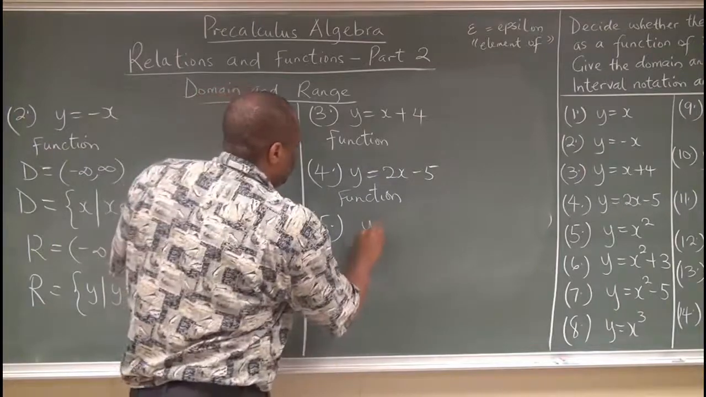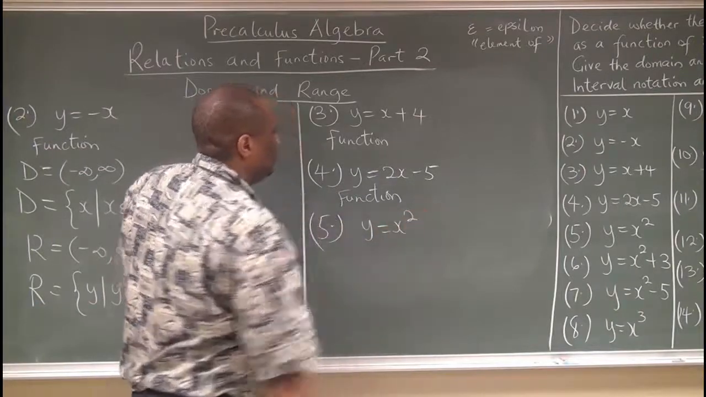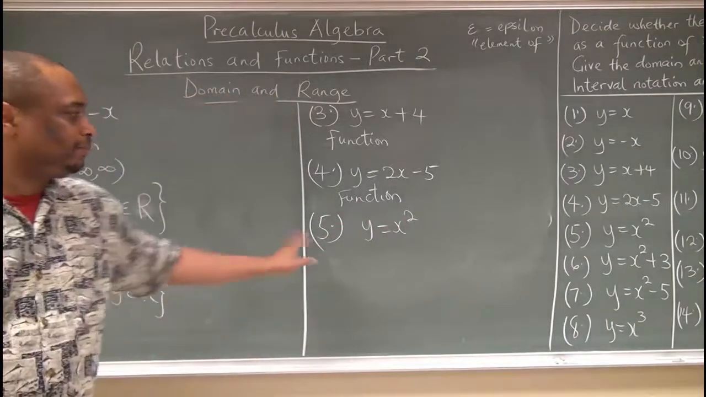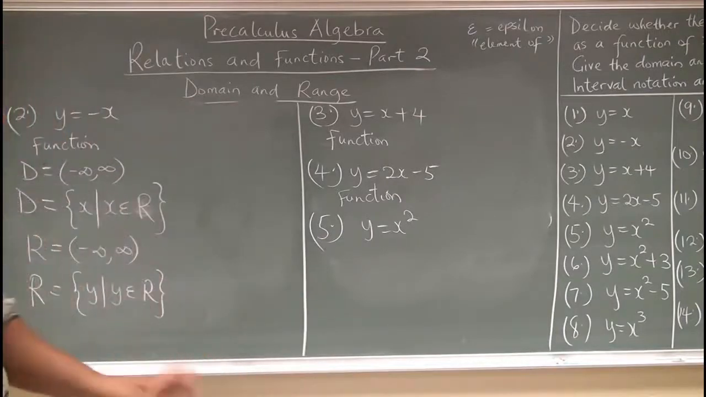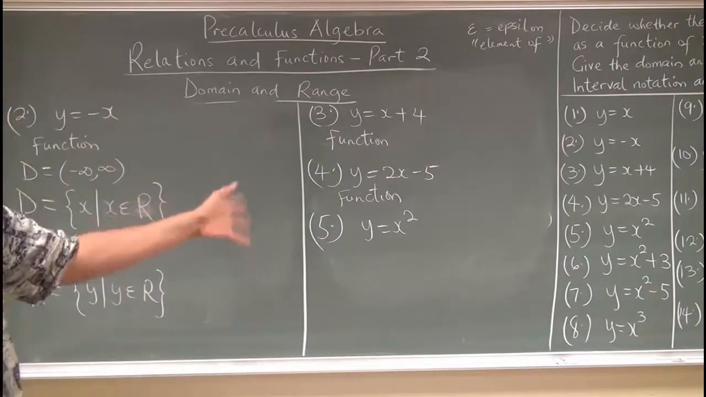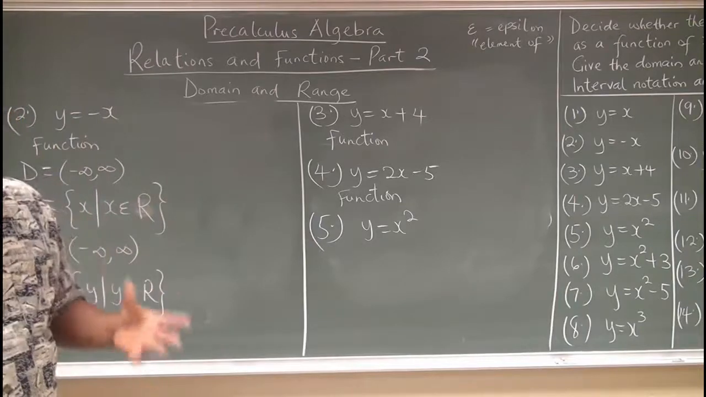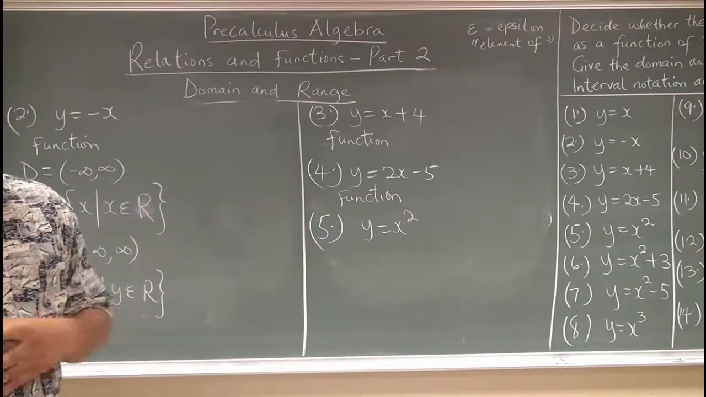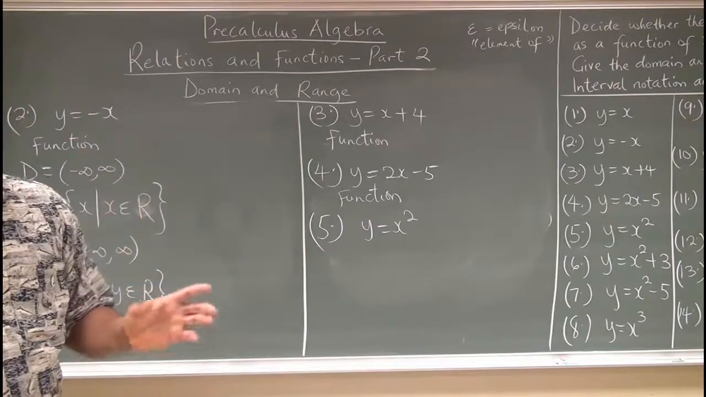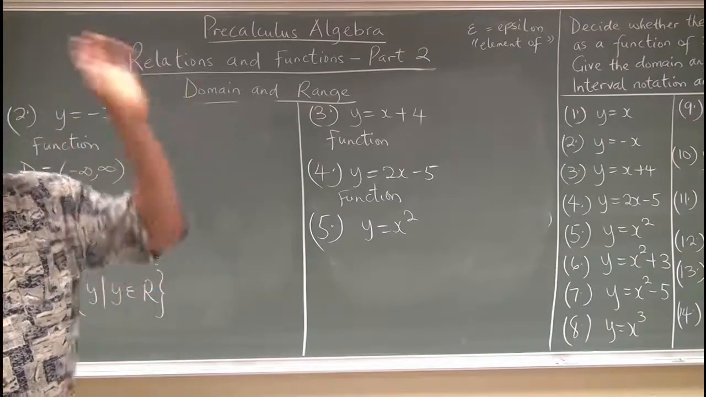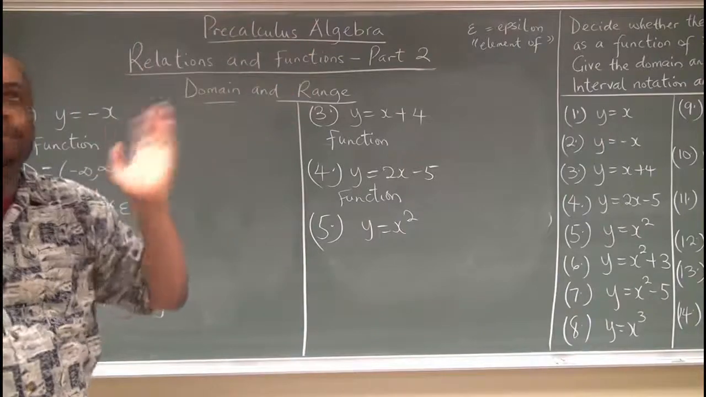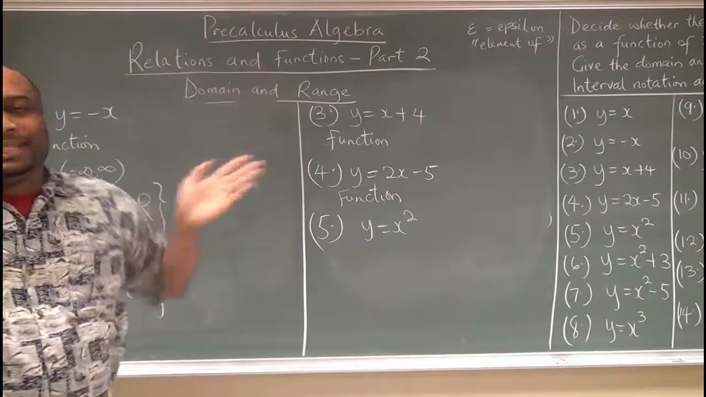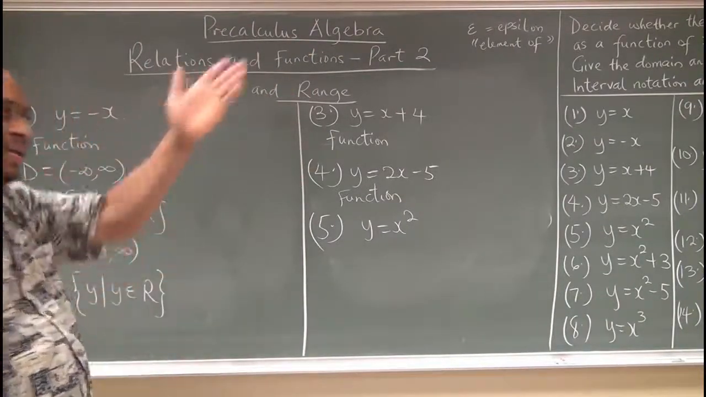Question 5, y equal to x squared. Okay, this is where we have to be careful. Now, look at this first. Is it a function or not? Of course it's a relation, because every input has an output. A relation is a set of ordered pairs, input and output, first component, second component, x, y.